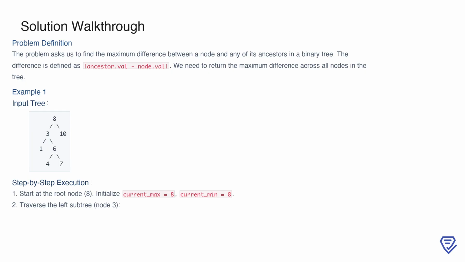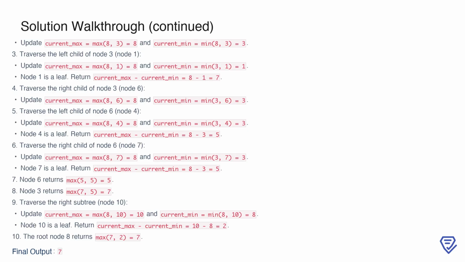going to node 1. At node 1, we calculate the maximum difference since it is a leaf node. The current maximum remains 8, and the current minimum becomes 1. The difference here is 8 minus 1, which equals 7. We then backtrack to node 3 and proceed to its right child, node 6. For node 6, the current maximum remains 8, and the current minimum is updated to 3. We then explore node 6's children. For the left child, node 4, the current maximum is still 8, and the current minimum is 3, yielding a difference of 5 at this leaf node.